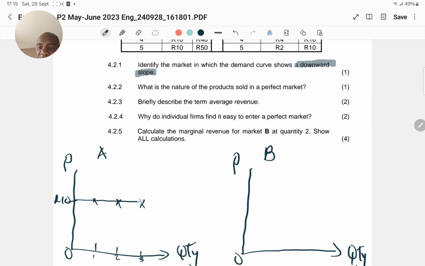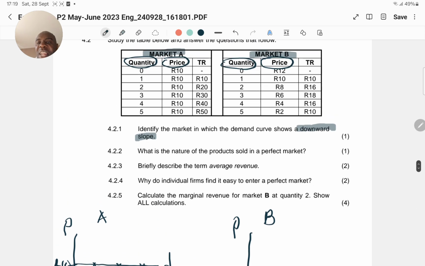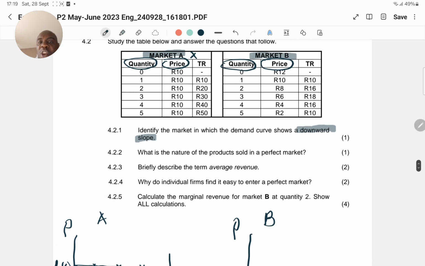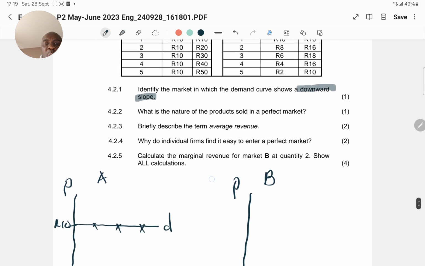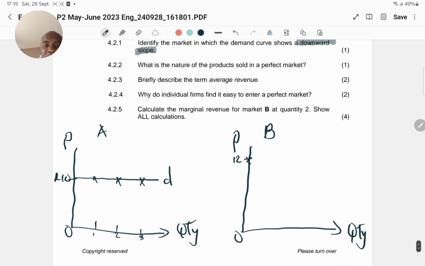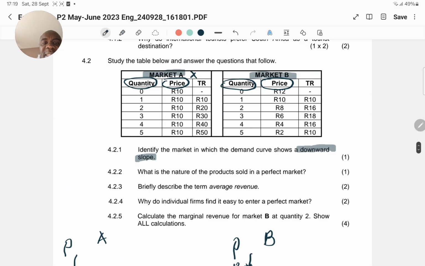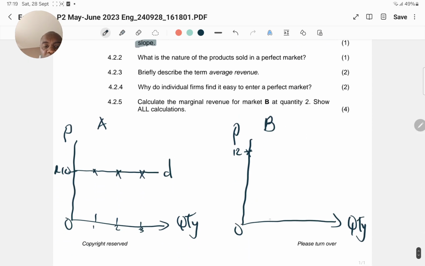If you join these points, you notice that the demand curve is horizontal or perfectly elastic, meaning that for 4.2.1, the answer cannot be A. Let's quickly look at market B. When the price is 12, quantity demanded is 0. When the price is 10, quantity demanded is 1.